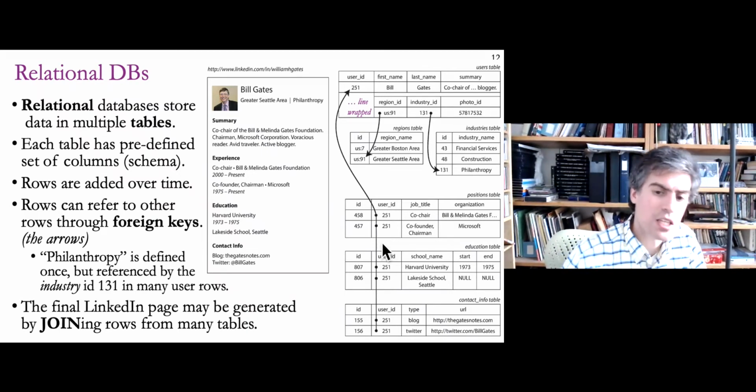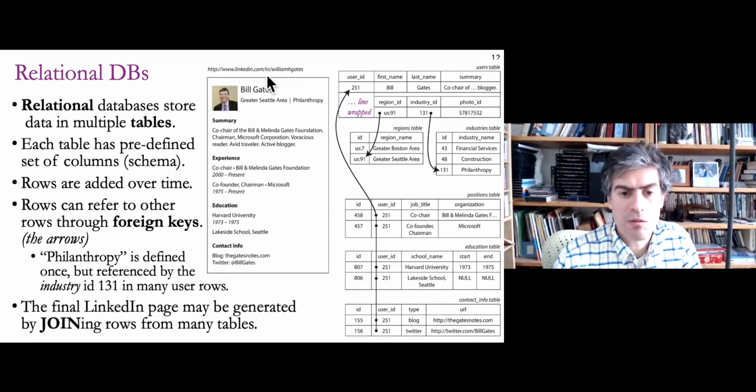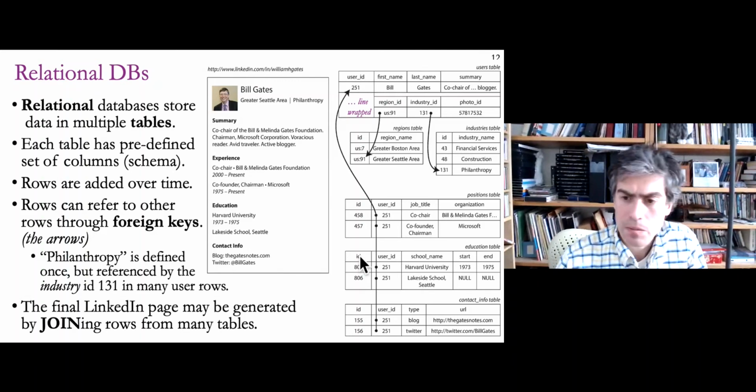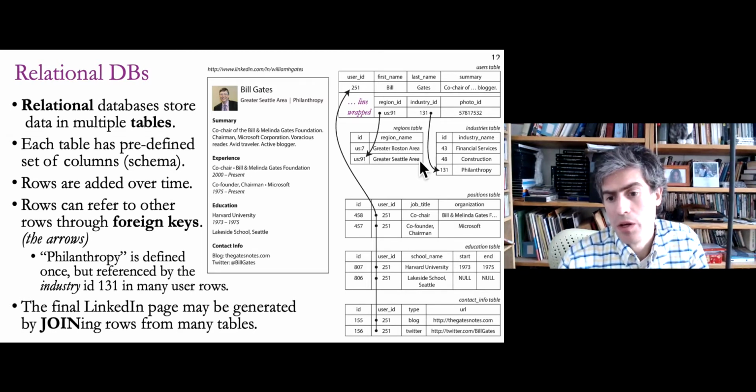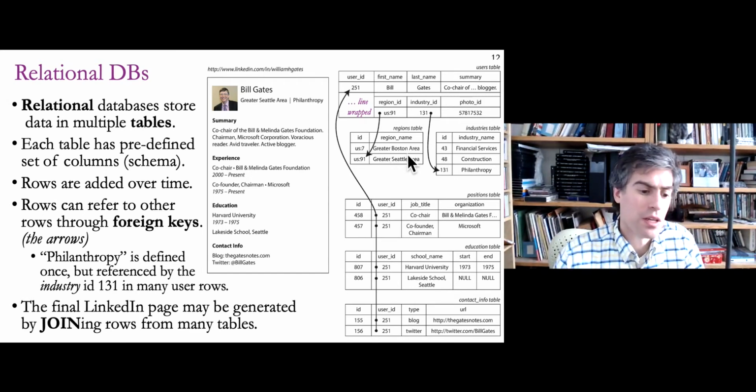To get this final information about him, all the information needed to render the page, we would need to join rows from all of these tables. Joining is when you take a row and you use a foreign key to look up another row in another table, or even more than one row in another table, and get those rows and join it all together.